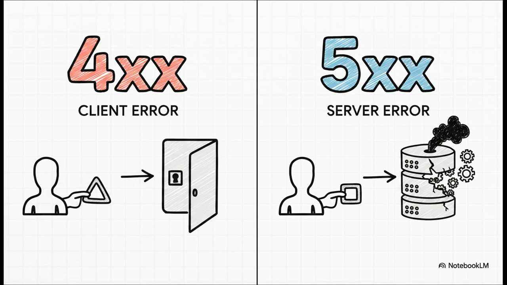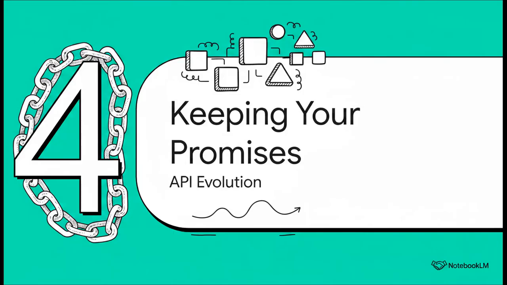A 400-level error, like a 404 not found, that means the client did something wrong. The problem's on their side. But a 500-level error? Oh yeah, that means it's time to check your server logs, my friend, because the problem is on your side. Now, an API contract isn't just about one request and one response.